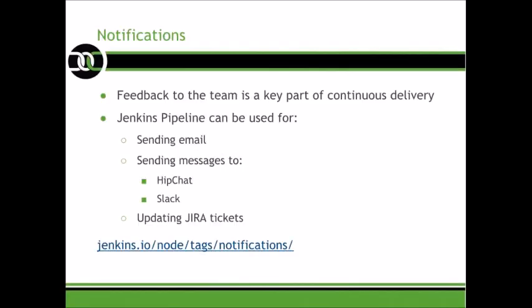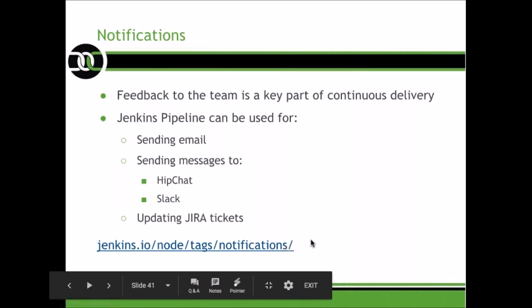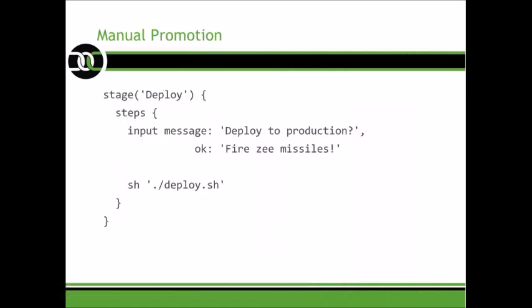The other considerations we might need to go into are some things that are more organization specific. For example, you might want to send feedback to the team via email or HipChat or Slack or IRC, any number, or Jira tickets. There are a number of tutorials on Jenkins.io for adding those notifications to your pipeline. I won't go into them here. The other thing you might want to do is have a manual acceptance step, or some sort of authorization where someone says, okay, now you can deploy this.